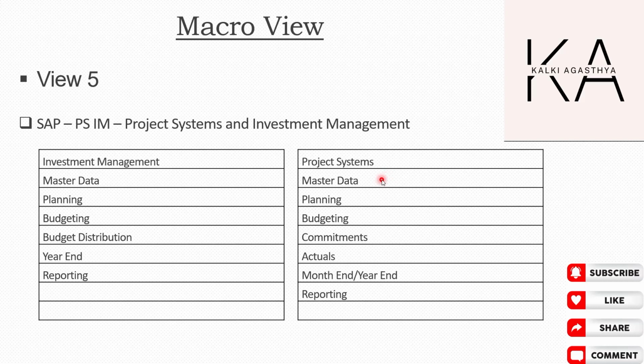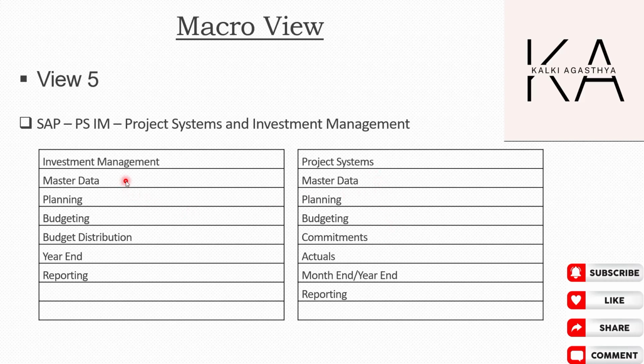We can see one being a master data. Without master data, we cannot post any transactional data. So master data being one of the key component of project systems. Then we have planning as one activity. We have budgeting, we have commitment, we have actuals, and we have month-end and year-end activity along with the reporting in the project systems, right? So that was all about project systems.